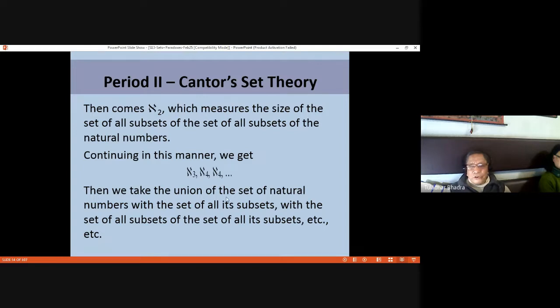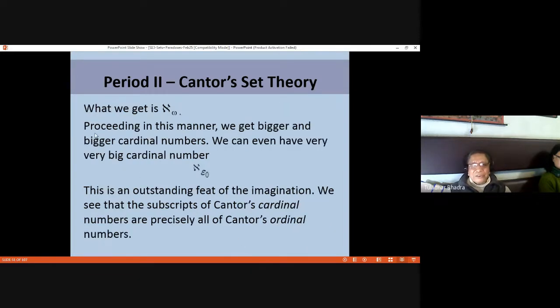Thus, we take the union of the set of natural numbers with the set of all its subsets, with the set of all subsets of the set of all its subsets, etc. And so it goes on, becoming more and more complicated. Then we get Aleph omega. Now you can see this very big cardinal number. Proceeding in this way, we get bigger and bigger cardinal numbers. We can even have very, very big cardinal numbers.